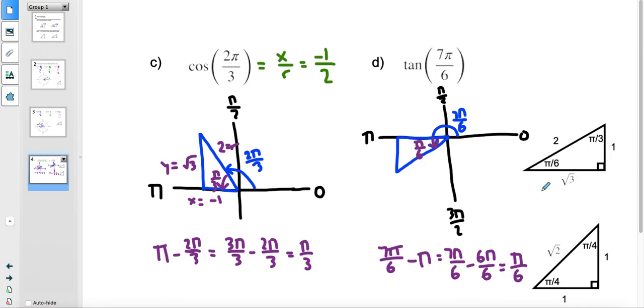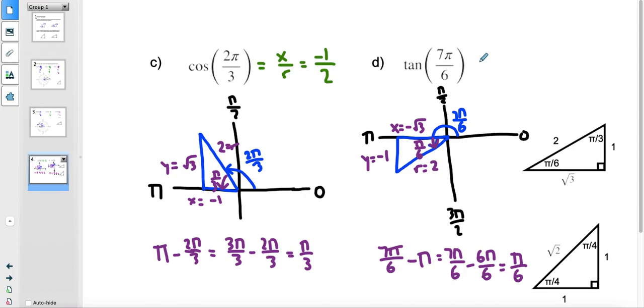And now I can use this special triangle with the angle pi over 6 to help me label my sides. The side adjacent to pi over 6 has a length of square root of 3. And since this is on the negative x-axis, x is going to be equal to negative square root of 3. The side opposite to my angle pi over 6 is 1. And since this is on the negative y-axis, y is equal to negative 1. And my radius here is 2. Again, remember, the radius always has to be positive.